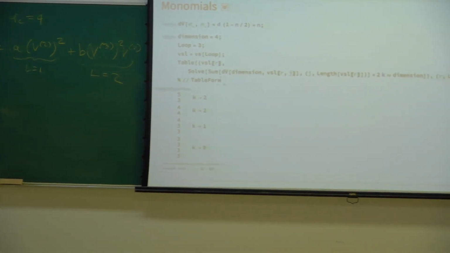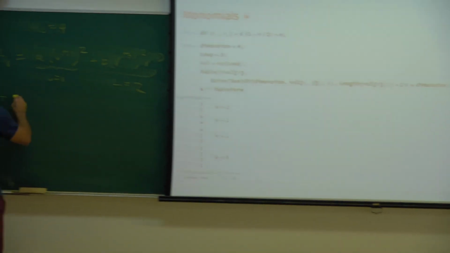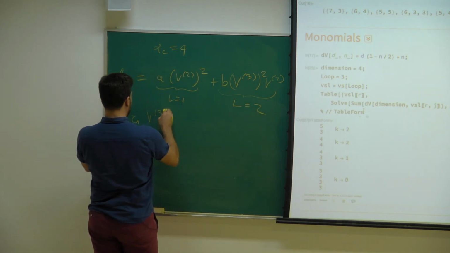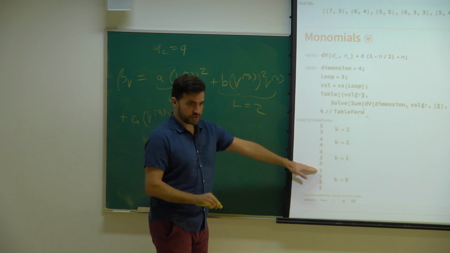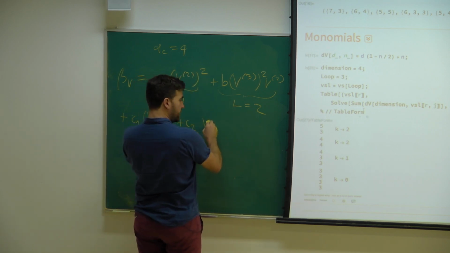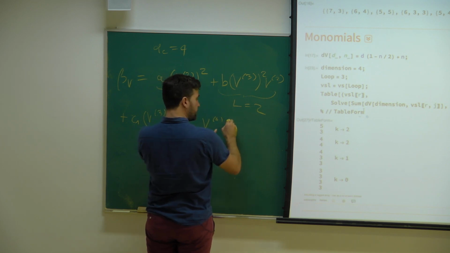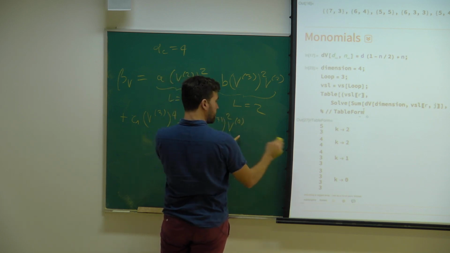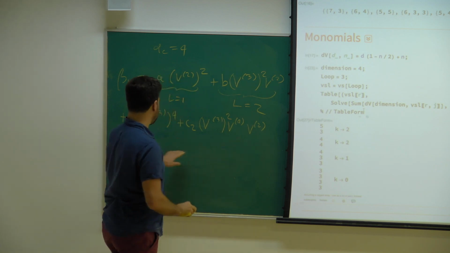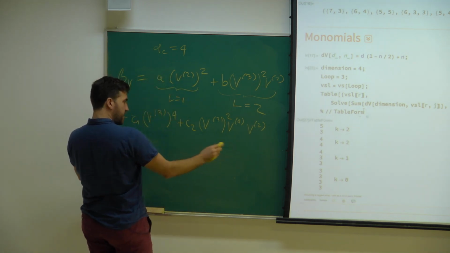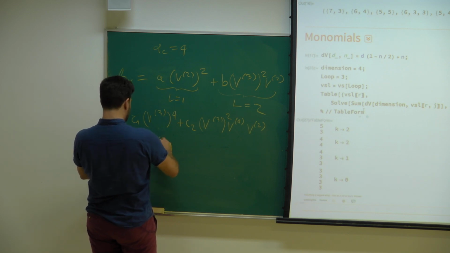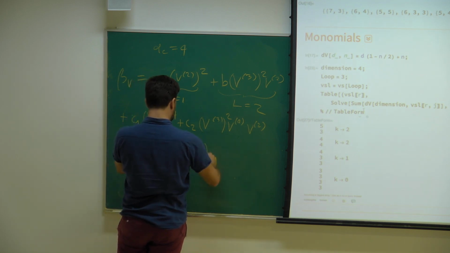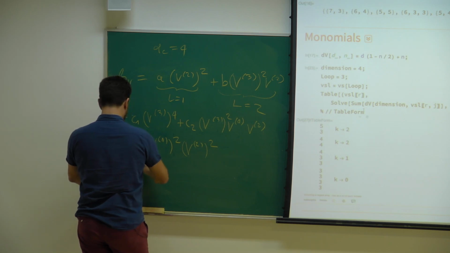So at 3 loops, reading from here, I can have, let's say, C1, and then let me start from this one, V3 to the power 4 without mass insertion. Then I have another coefficient, and then I have V4 times V3 squared, and then V2. Okay? And then I have another coefficient C3, and then I'm looking at V4 squared times V2 squared. And then I have plus V5, V3, V2.